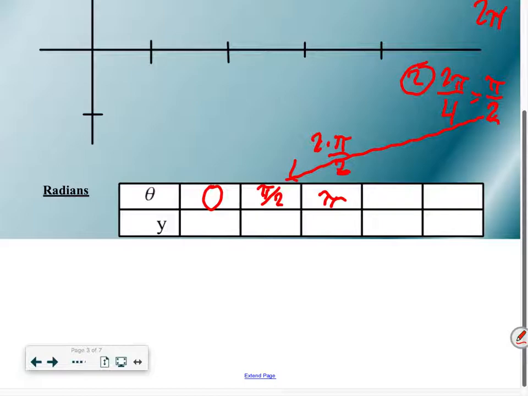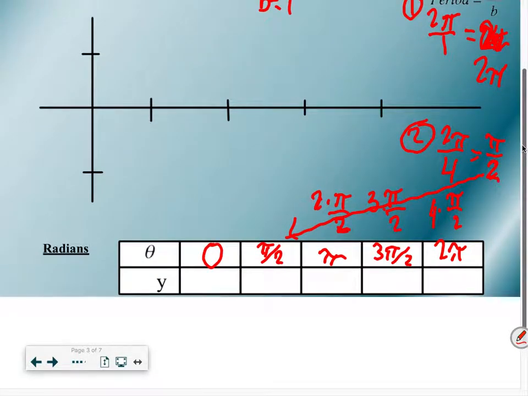Okay, how do I find out what goes in the next box? Times 3 or add another pi over 2. Can I simplify 3 pi over 2 anymore? Nope. So I put 3 pi over 2 here. And my last one, pi over 2 times 4, which is 2 pi. Does it still match my period? Yes, that is still a thing.